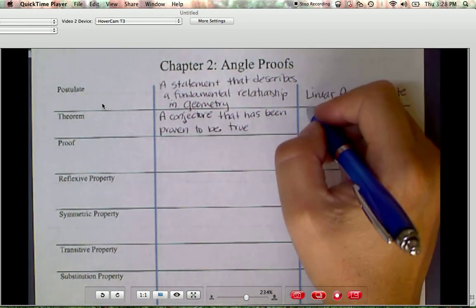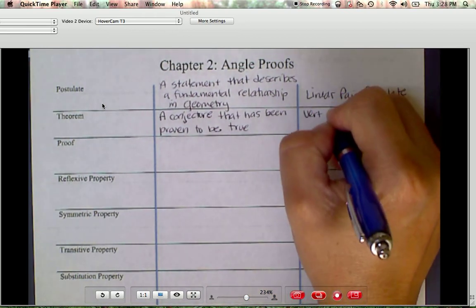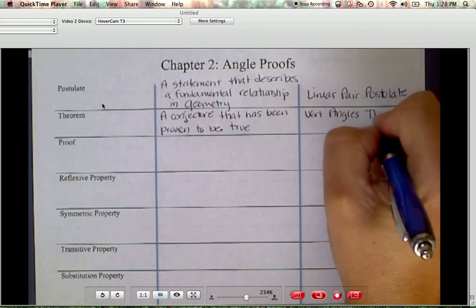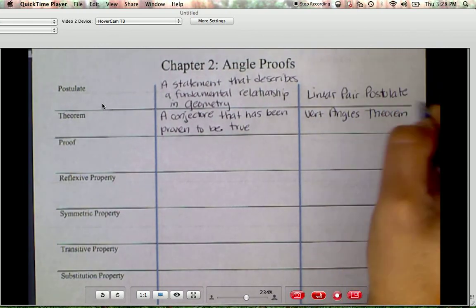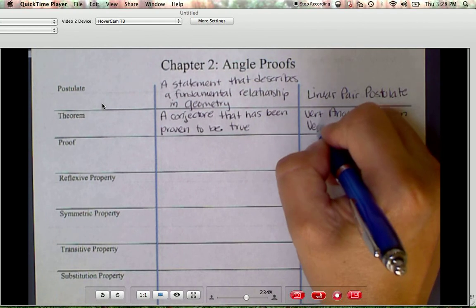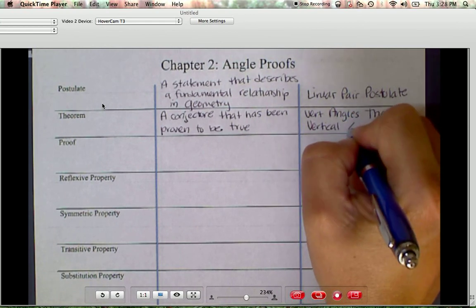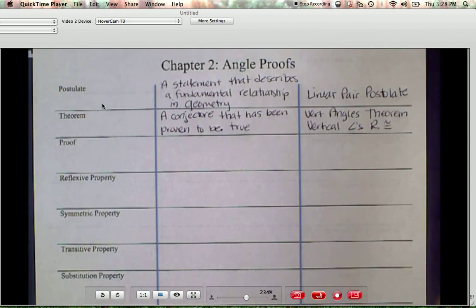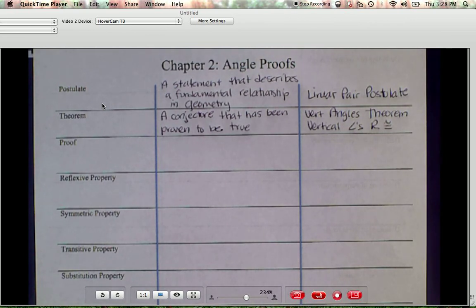And an example of this is the vertical angles theorem, which we often will say vertical angles are congruent instead of writing out the entire theorem. But that's the vertical angles theorem. So a theorem can be proven to be true, and a postulate is a little more basic. You can look at a picture and know that two angles add up to a line, like the linear pair postulate.